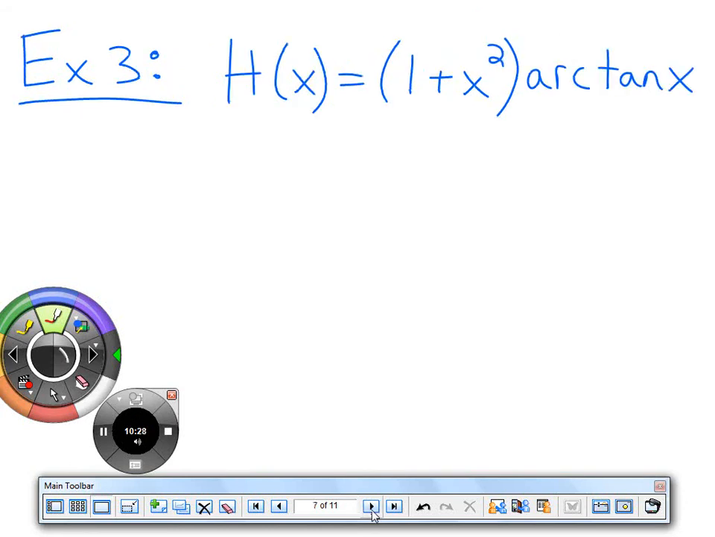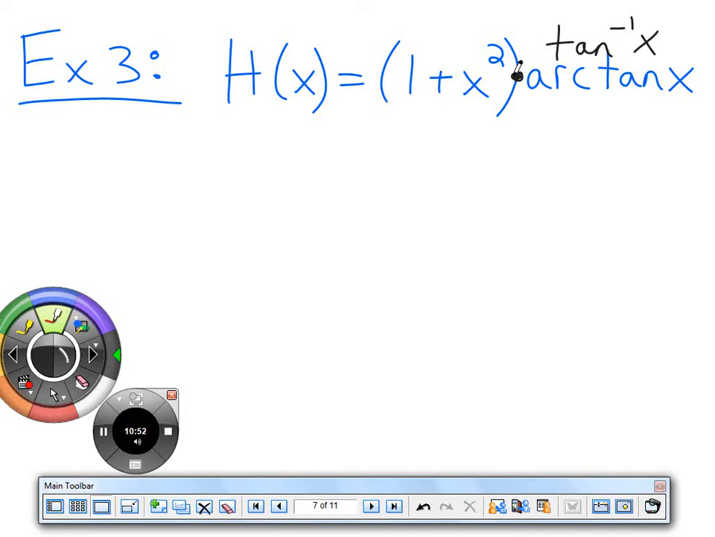This one is arctangent, which is the exact same thing as inverse tangent, so I wanted to throw that at you there. So that's the same thing as inverse tangent x. But you do have to notice that this is two different functions. You've got one function that's 1 plus x squared, and you've got another function that's inverse tangent x.